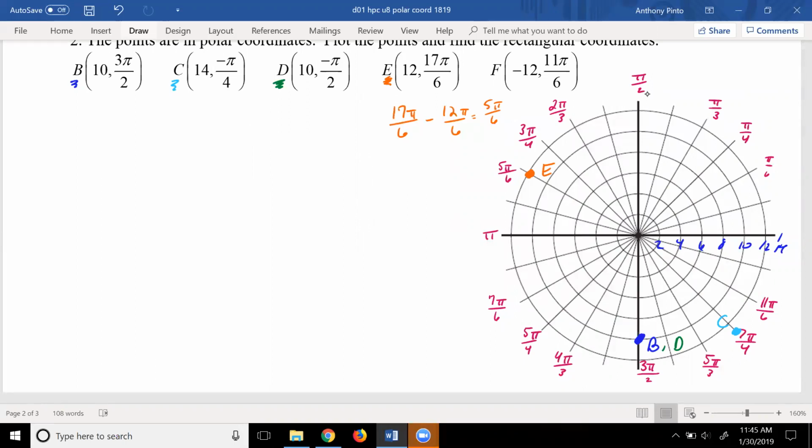D is the exact same point as point B. Instead of 3 pi over 2, we're going to negative pi over 2, which are obviously coterminal. And for point E, you'll notice I did a little bit of math in the orange that's saying that 17 pi over 6 is coterminal with 5 pi over 6. So E is in the 2nd quadrant at 12 comma 17 pi over 6, or 12 comma 5 pi over 6. One thing to take from this is that polar coordinates are not unique.